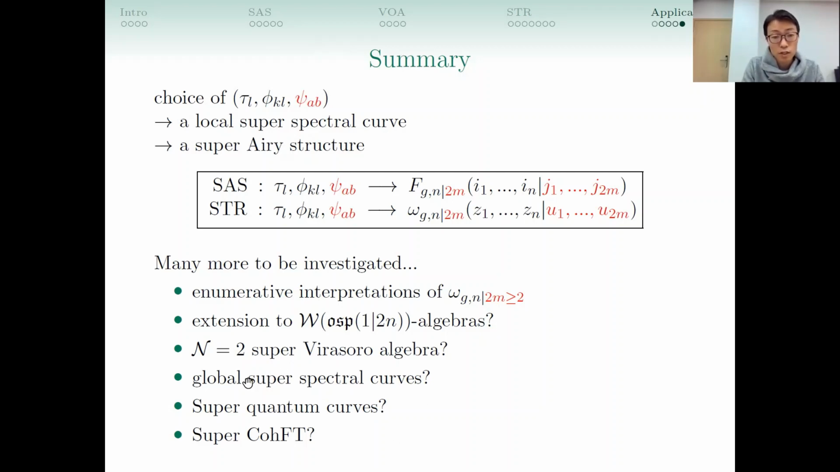And the global super spectral curve is actually a very important notion, and probably coupled with the super quantum curve as well. So how can we make sense, ideally from some algebraic geometric point of view, of a local super spectral curve as an example of some supersymmetric algebraic curve? We do not know yet. We have some hints from matrix models, but we do not know yet. And also, relating to the first question, can we construct a supersymmetric version of cohomological field theory? This is something I'm now investigating with some collaborators.